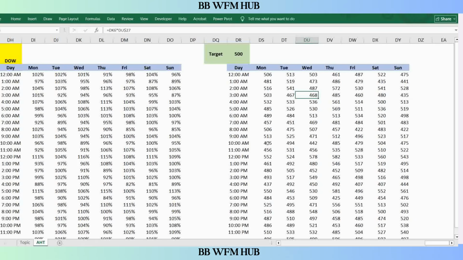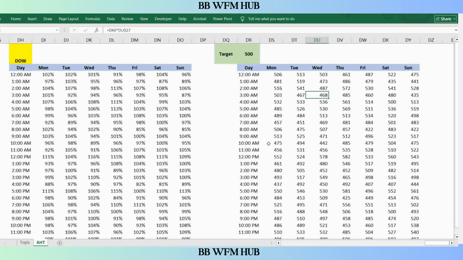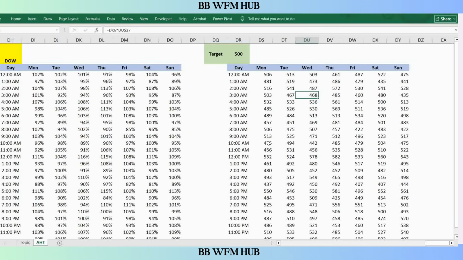And it's also very important to note that it's crucial to calculate the DOW correctly so that our AHT is broken down with the correct DOW and patterns.